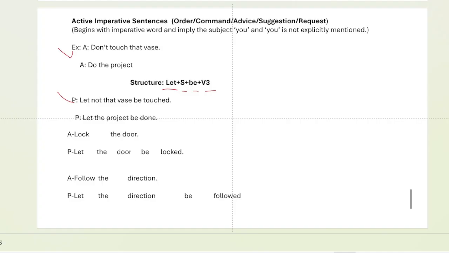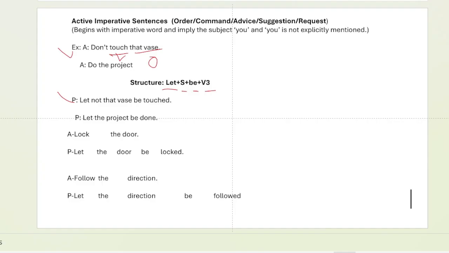Now if you see, what is my first rule? Identify verb and object. Second rule, object will become subject, subject will become object. So now here we do not have a subject, right? You is not there, so it will not be there in my passive voice also. So let not that vase be touched.